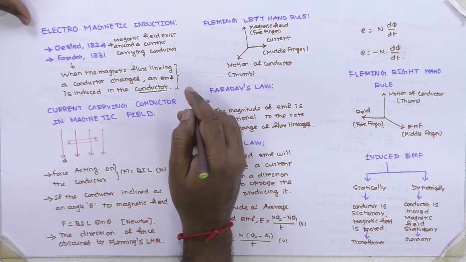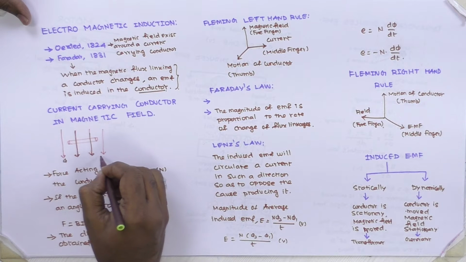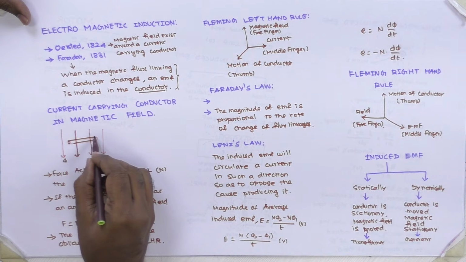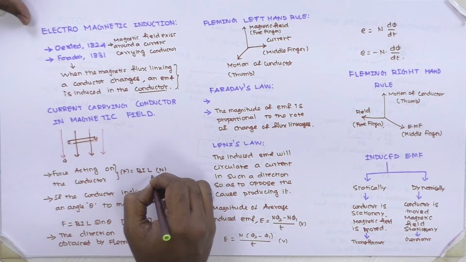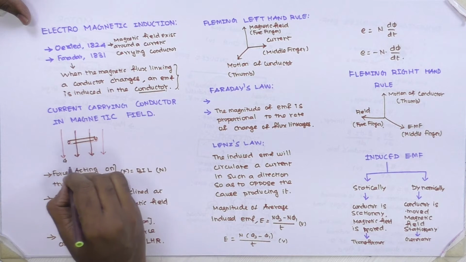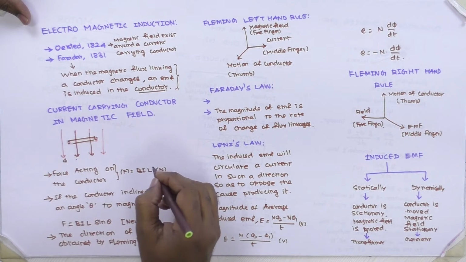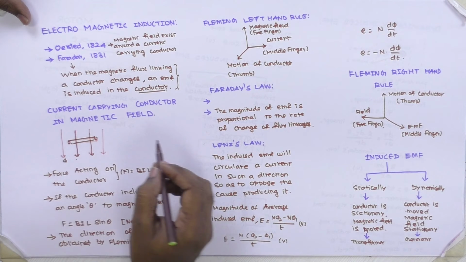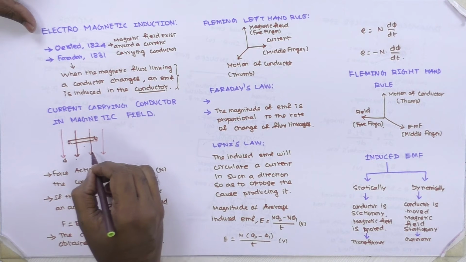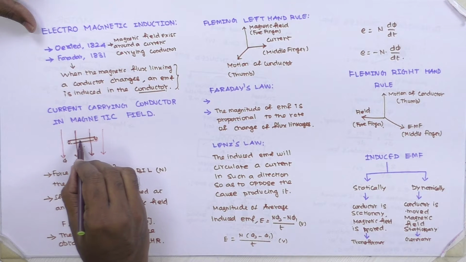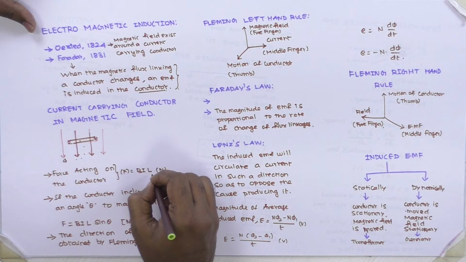Now we see the current carrying conductor in a magnetic field. Assume this is the magnetic field and this is the current carrying conductor. The force acting on the conductor, F, is equal to BIL Newton. B is the flux density of the medium, I is the current passing through the conductor and L is the length of the conductor. Here the assumption is that the conductor is at a right angle to the magnetic field. So we get F equal to BIL Newton.